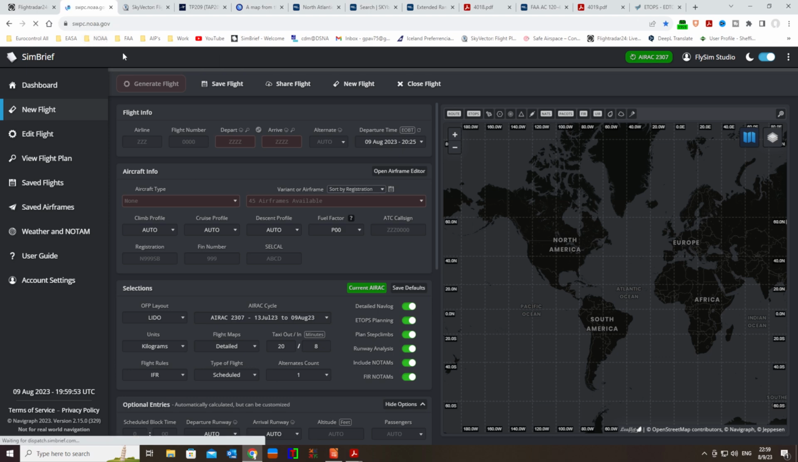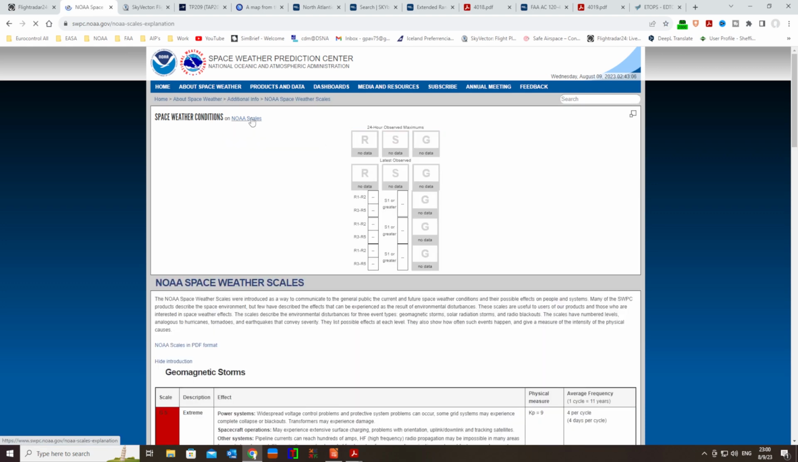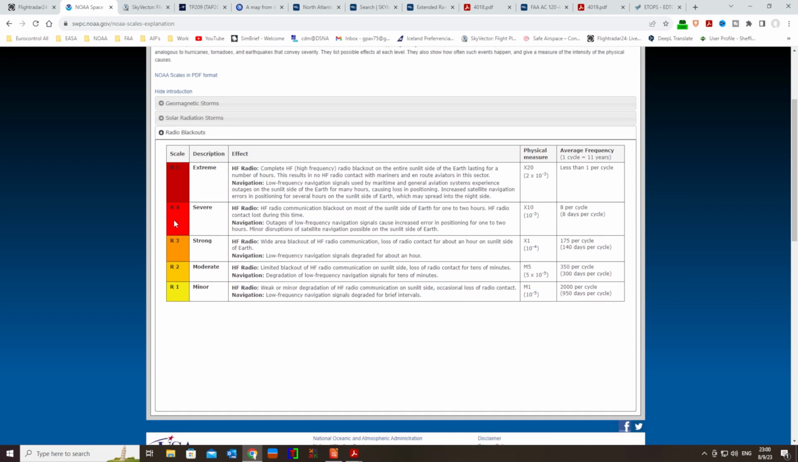Space weather, here it is. So minor, it's not that big of a deal today, but if that was a different story, let's go to the NOAA scales. Let's say that we have an R4 or 3. Today we are in R1, still weak, but it can interfere with HF.